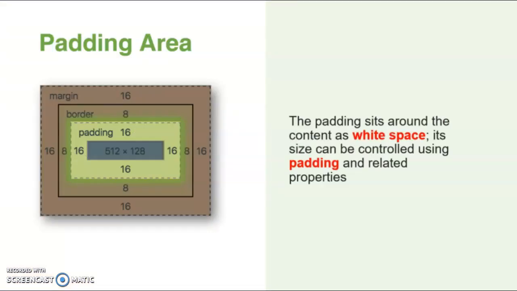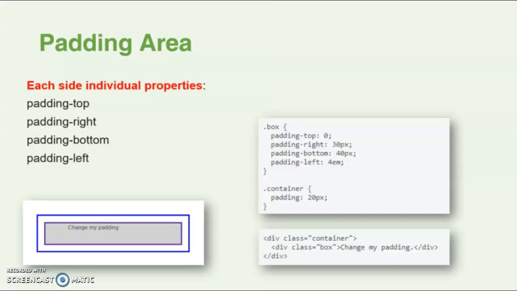The padding sits between the border and the content area as white space. Unlike margins, you cannot have negative amounts of padding, so the value must be 0 or a positive value. Any background applied to your element will display behind the padding, and it is typically used to push the content away from the border. We can control the padding on all sides of an element using the padding property, or each side individually using the equivalent longhand properties: padding-top, padding-right, padding-bottom, or padding-left.